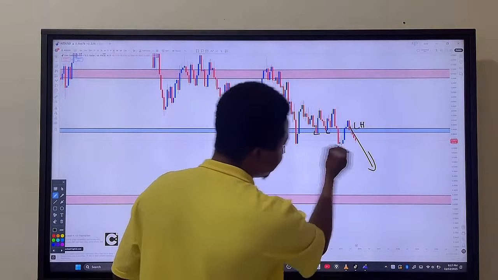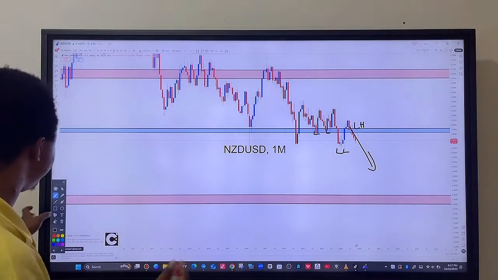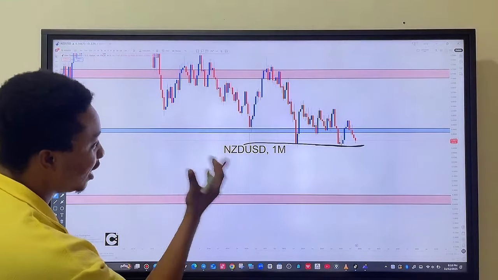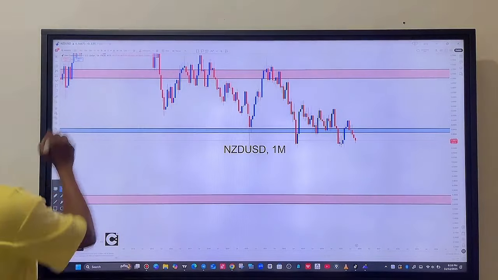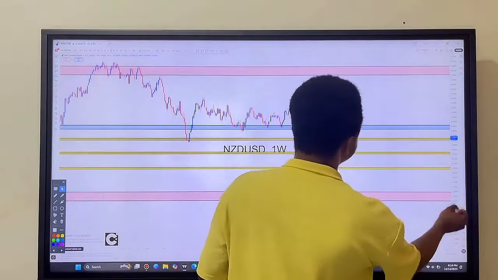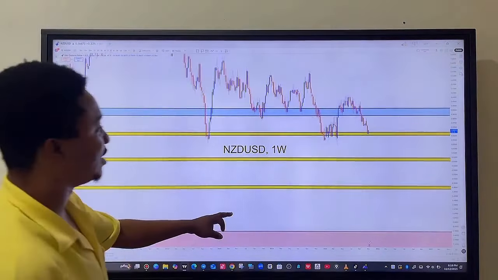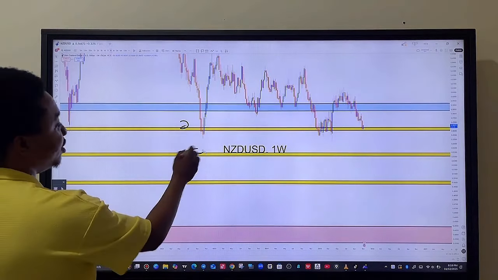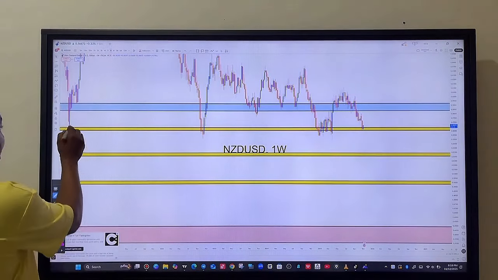But remember, like I said, there's a support level here which we need to be very careful of. So let's take it again to the weekly and add another meaning. Alright, so this is the weekly time frame of NZD USD. On the weekly, we have the weekly upper, the mid-range, and then the lower zone. So this is the support level that I was talking about on the higher time frame.